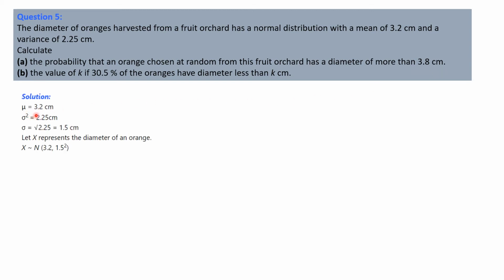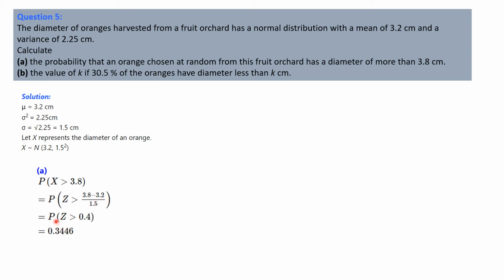We know that our mean is 3.2 and the variance is equal to 2.25. So to get the standard deviation, we have to square root 2.25 to get 1.5. And we have to find the probability of the orange which has a diameter more than 3.8. So we have to write probability P for x greater than 3.8. And we have to standardize the value of x. So from x to z, we have to use 3.8 minus 3.2 over 1.5.